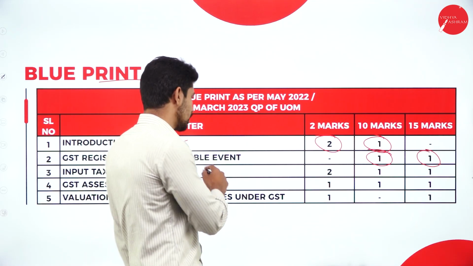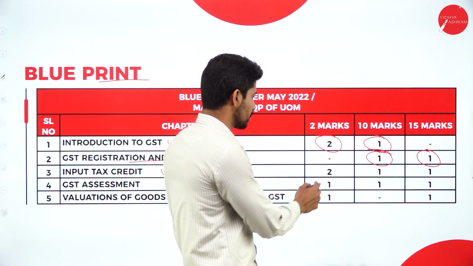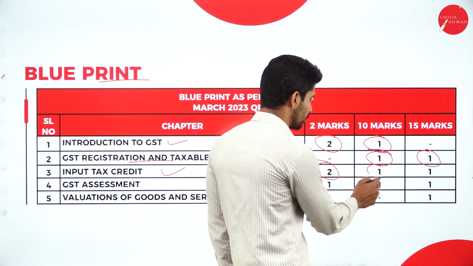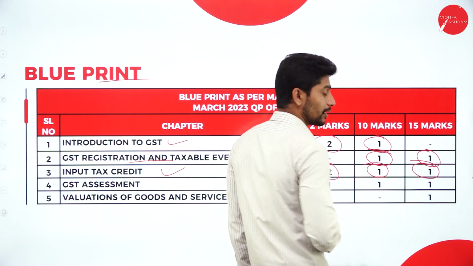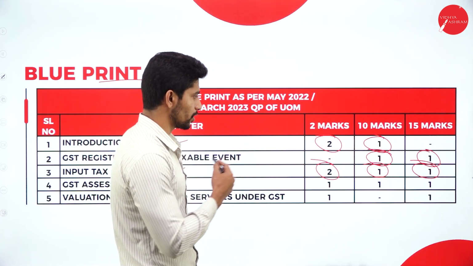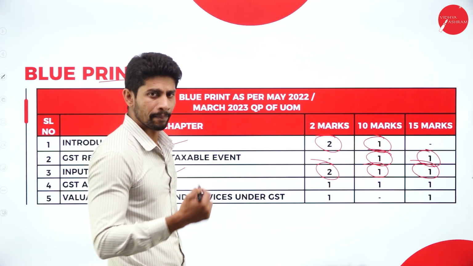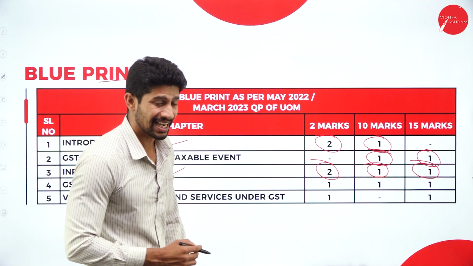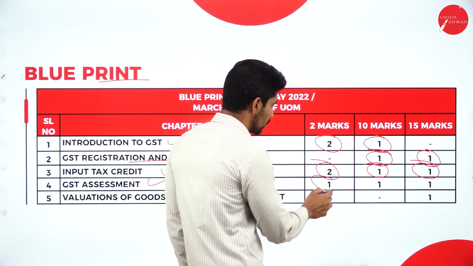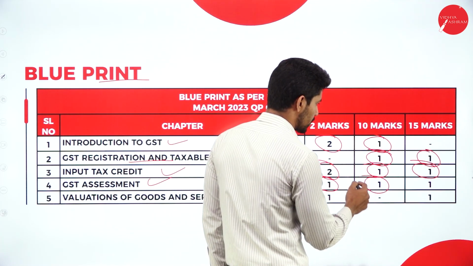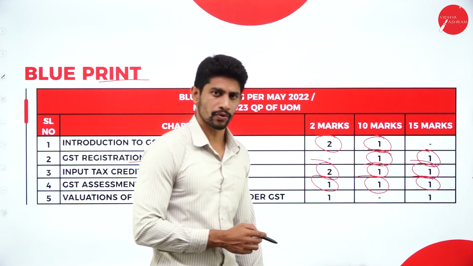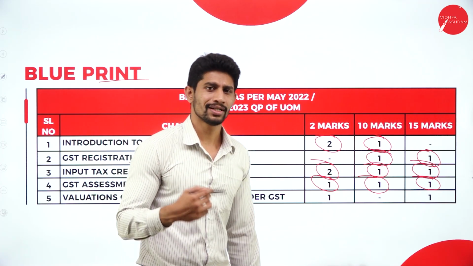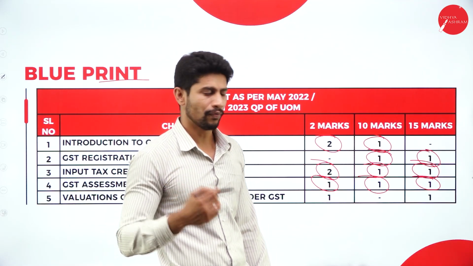Chapter number 3, that is input tax credit, they might ask two 2 marks questions, one 10 marks question and one 15 marks question. So this unit is very, very important. Next, unit number 4, GST assessment. In this, they might ask one 2 marks question, one 10 marks question and one 15 marks question. This chapter is also very much important.